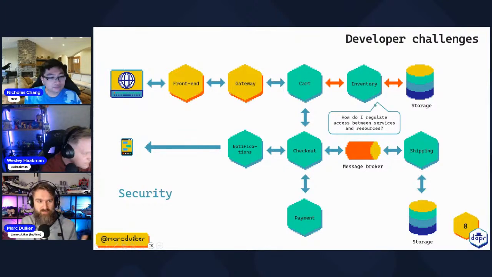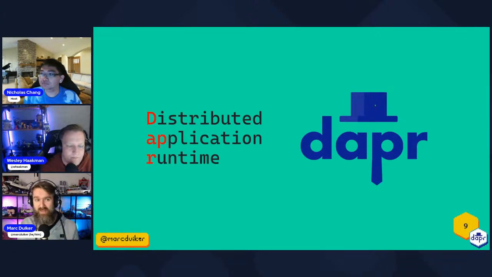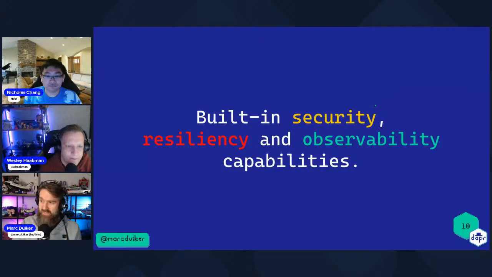So those are quite common features that you want to make sure work well across all these different services and also across many different languages. So if you're dealing with these kinds of developer challenges, then Dapr, the distributed application runtime, is a good solution, because Dapr has built-in security and resiliency and observability capabilities.